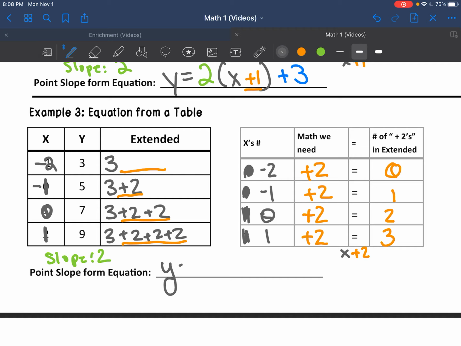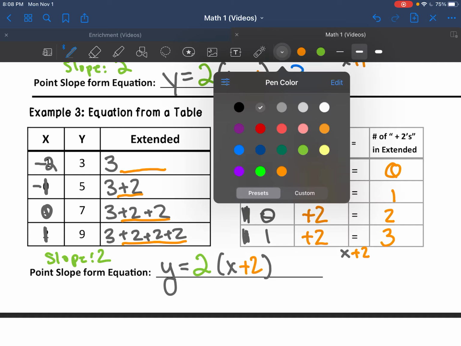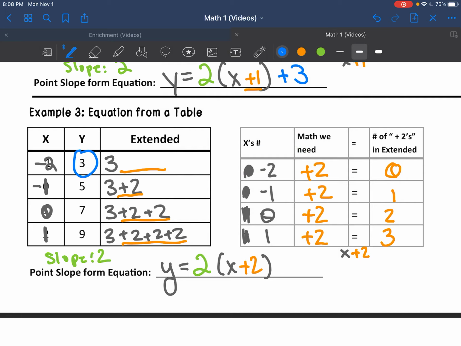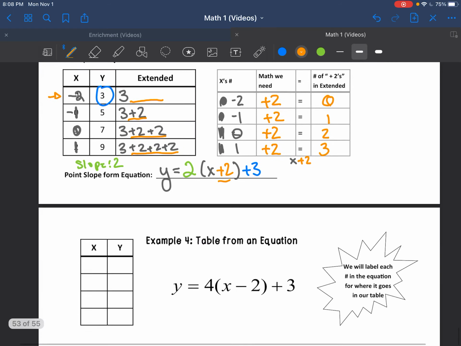So we get y equals 2 parentheses x plus 2. And then our first y was a +3. We can do the same value or same sign for the y, so we have +3. And once again, remember your x is a liar. Started with a -2, so we do a +2. Very good, y'all. All right, rolling up to example 4.